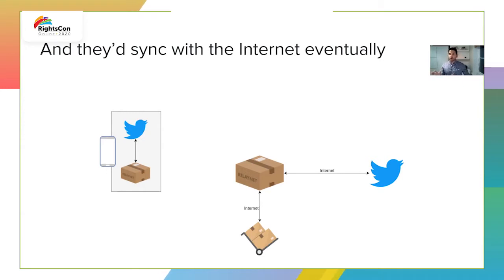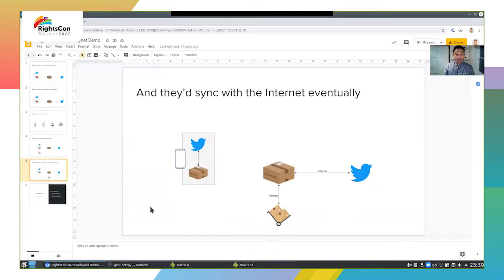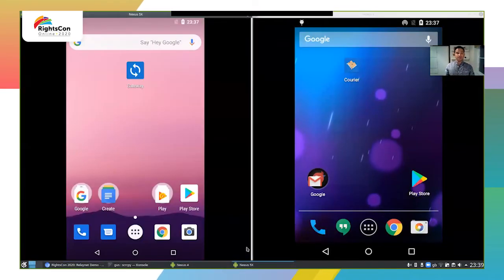Now let's see a concrete example of this. Just to give you the heads up, I'm going to be demoing the Android implementation. We completed the Courier app, but we just started the Relaynet app on the end user's phone, so keep that in mind. We barely started working on it. So let's see two phones.